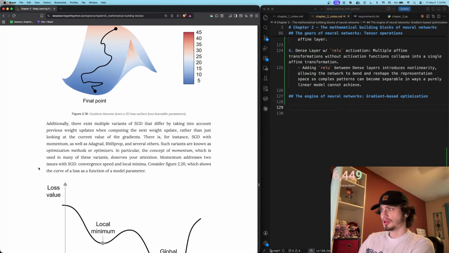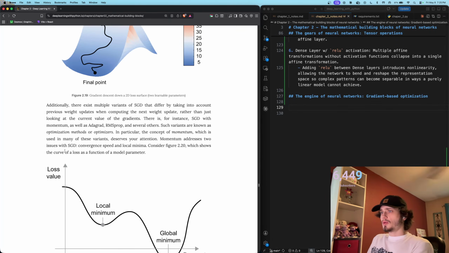In particular, the concept of momentum, which is used in many of these variants, deserves your attention. Momentum addresses two issues with stochastic gradient descent: convergence speed and local minima. Consider figure 220, which shows the curve of a loss function of a model parameter.